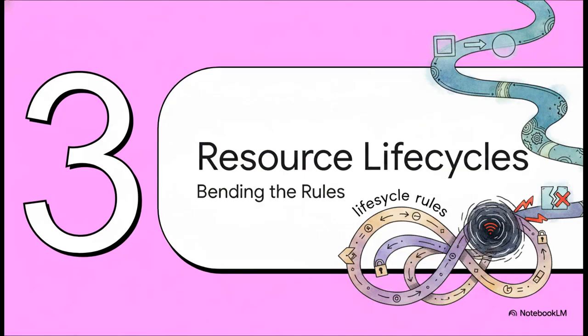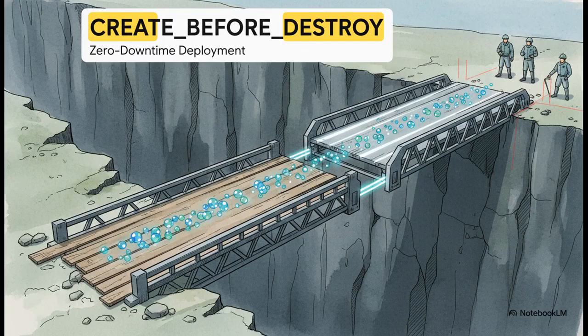All right, so replacing stuff is the default, and that's great for keeping things clean. But hold on a second. What if destroying a resource before you create the new one causes an outage? Well, this is where we learn how to bend the rules a little with lifecycle settings. First up is a real lifesaver for high availability: create before destroy. By adding this to a resource, you're telling Terraform, hey, make sure the new version is up and running before you get rid of the old one.